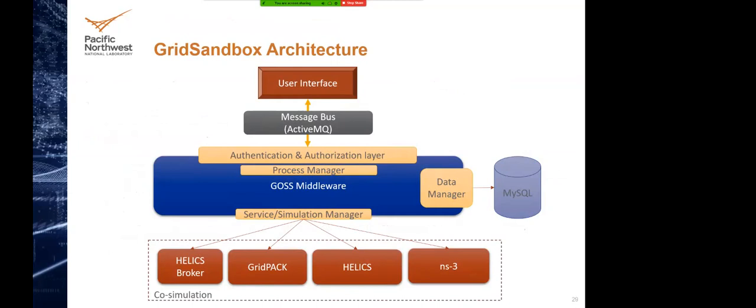So here is the architecture of the GridSandbox, from the GOSS platform viewpoint. Here we have the user interface, and we have the message bus from GOSS, which takes the user input and feeds back the simulation results using this message bus. It manages the HELICS broker and each of the individual simulators, and it also queries a database to get the necessary model data that's needed to do the simulation, co-simulation.